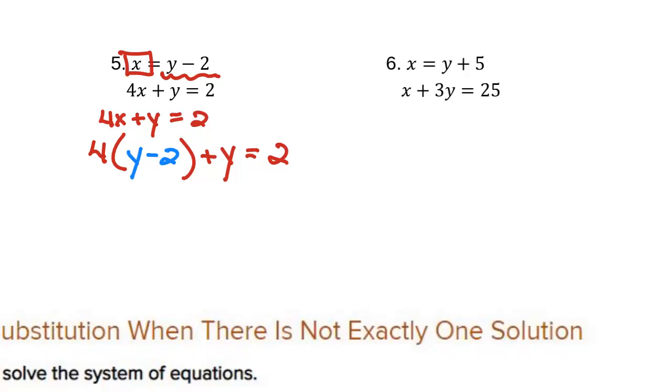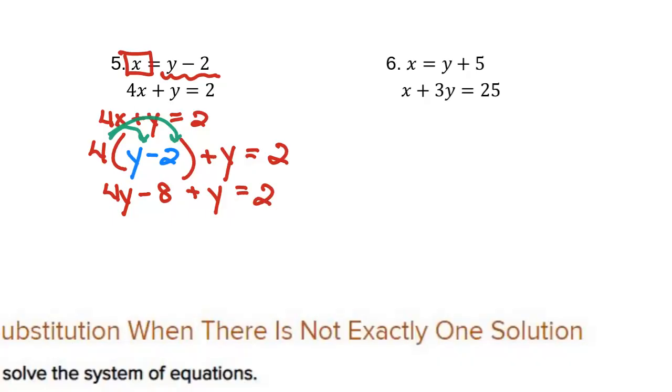Page 9, top of page 9. Is that there? Do you see it? Problem number 5. So now I am distributing again. Distributing that 4, which means I'm multiplying. 4 times y is 4y. 4 times negative 2 is negative 8. Plus y equals 2.